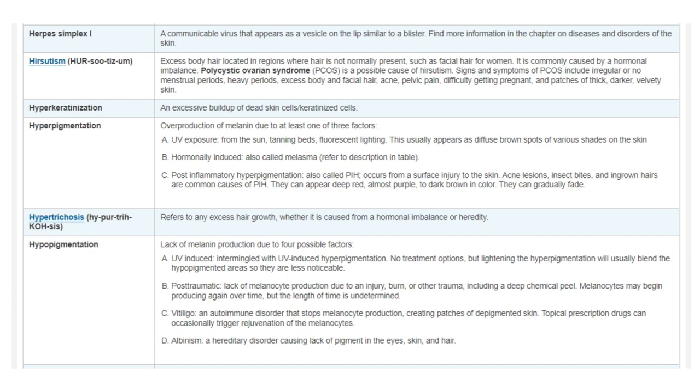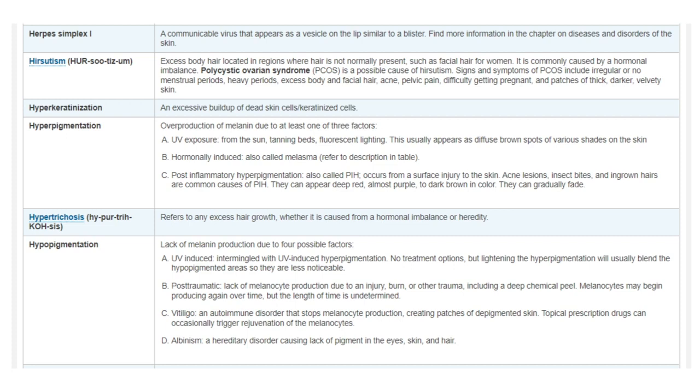Hirsutism: excess body hair located in regions where hair is not normally present, such as facial hair for women. It is commonly caused by a hormonal imbalance. Polycystic ovarian syndrome, PCOS, is a possible cause of hirsutism. Signs and symptoms of PCOS include irregular or no menstrual periods, heavy periods, excess body and facial hair, acne, pelvic pain, difficulty getting pregnant, and patches of thick, darker, velvety skin.